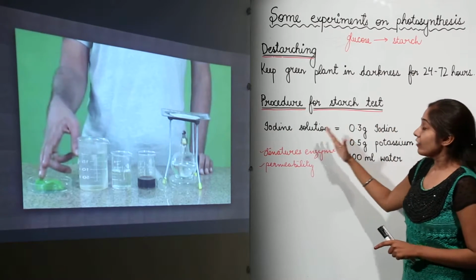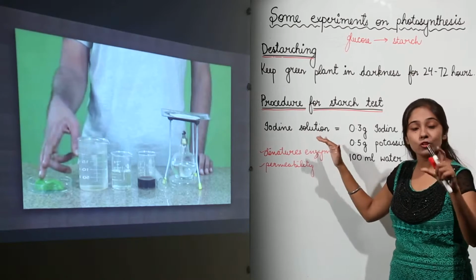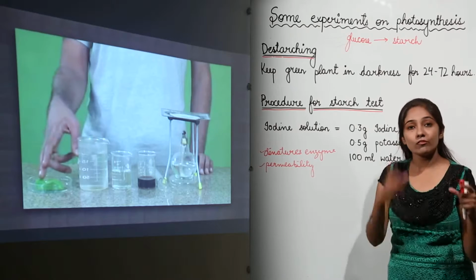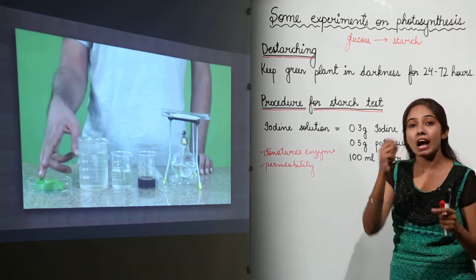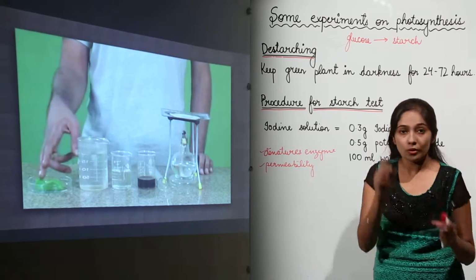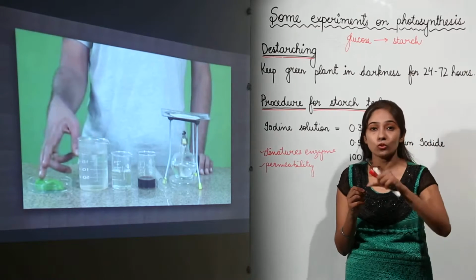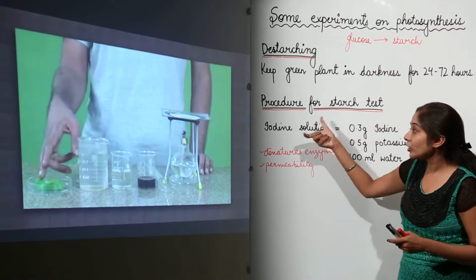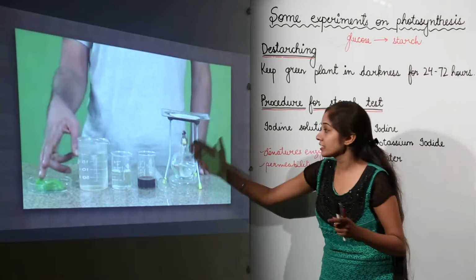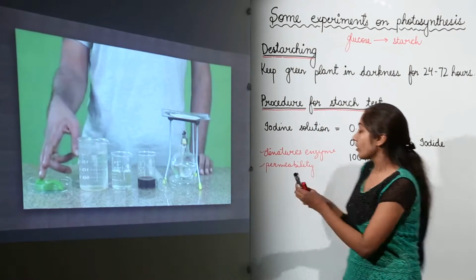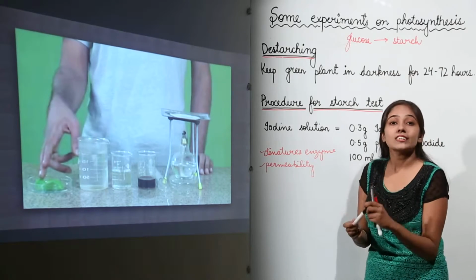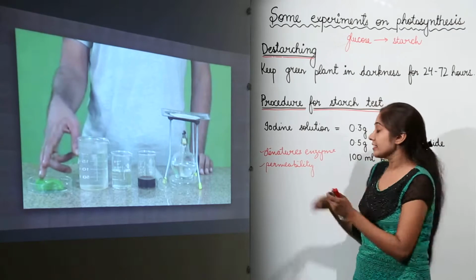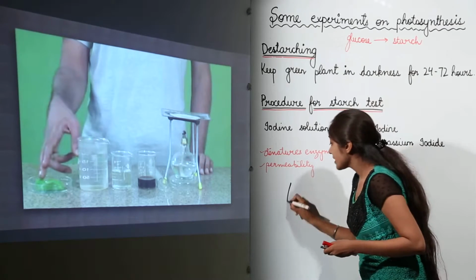So what do we need to do next? When we have that leaf from the de-starched potted plant, we'll keep it in boiling water. Then we're going to take that leaf out and put it in a test tube containing alcohol, and we do not directly take the alcohol solution and keep it on the flame. Why so? Because alcohol is highly flammable. It can catch fire easily. So we take the help of the double boiling method.